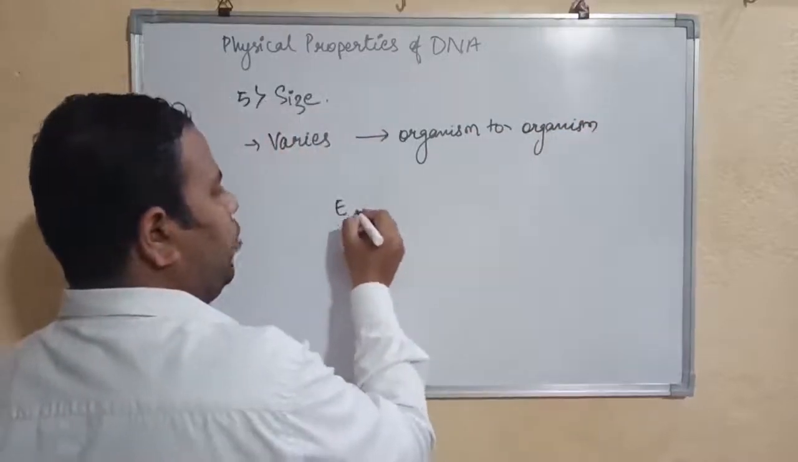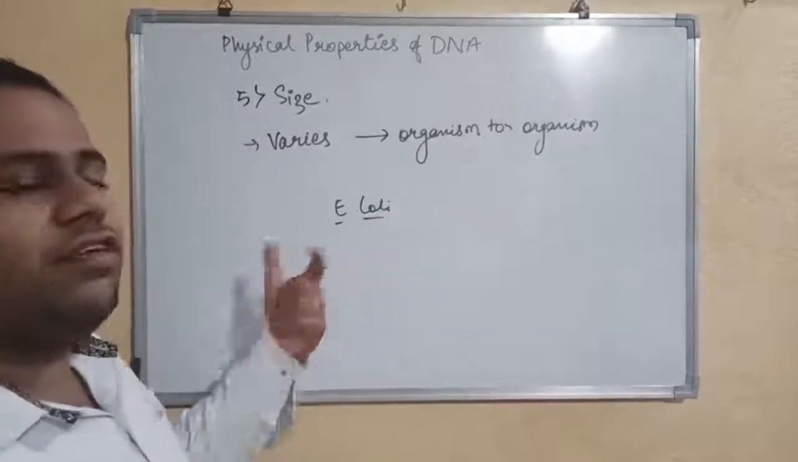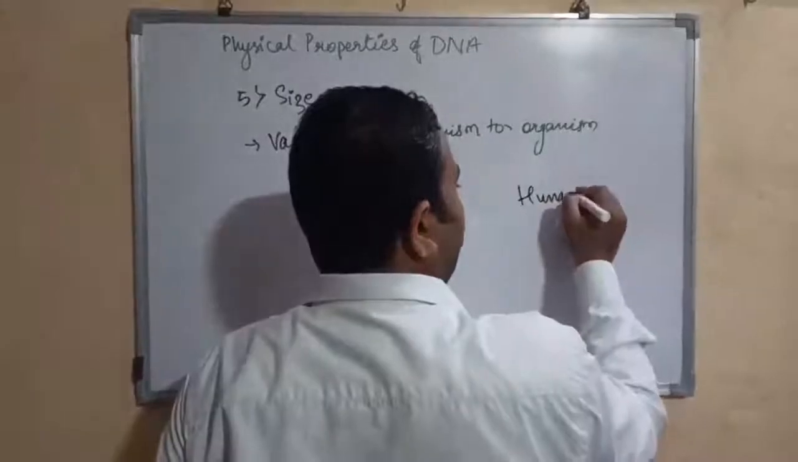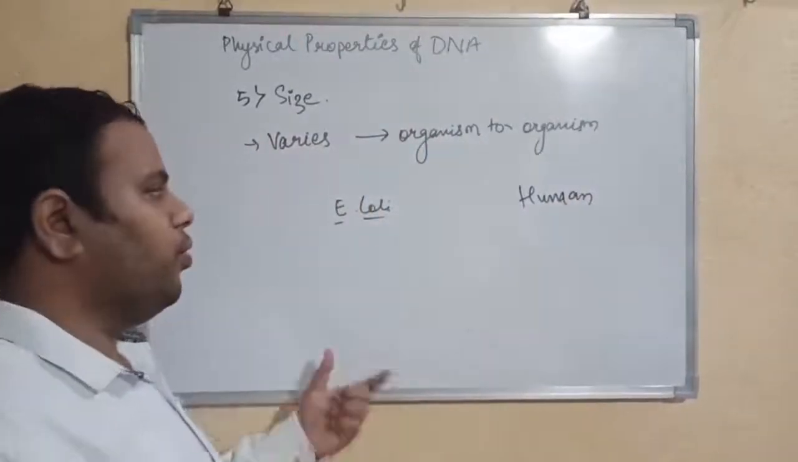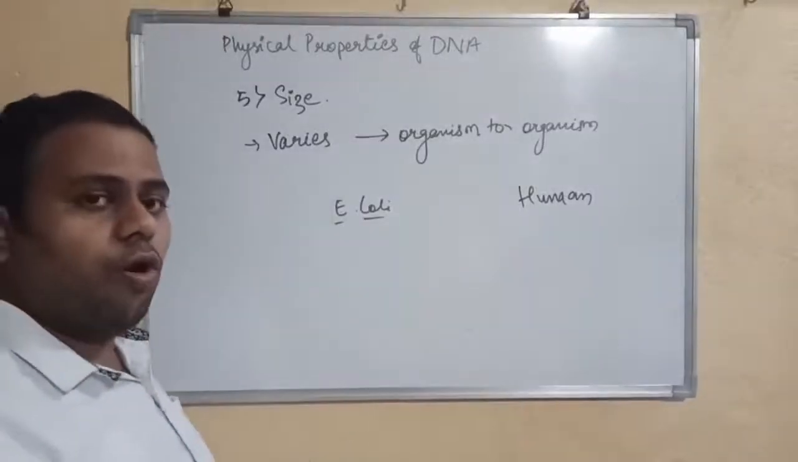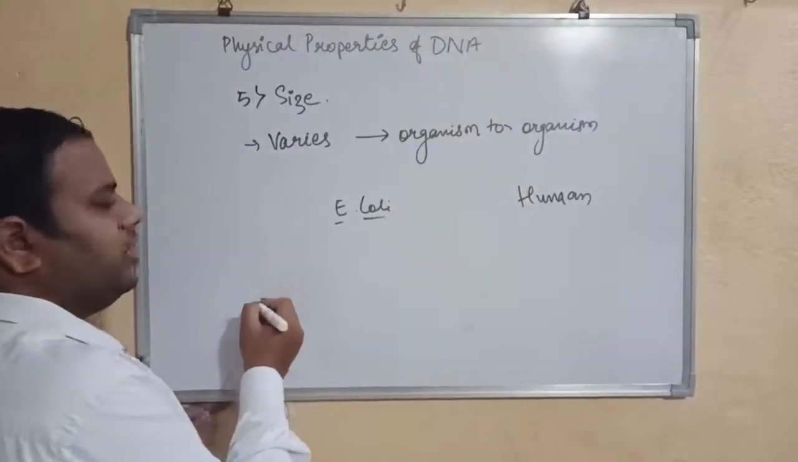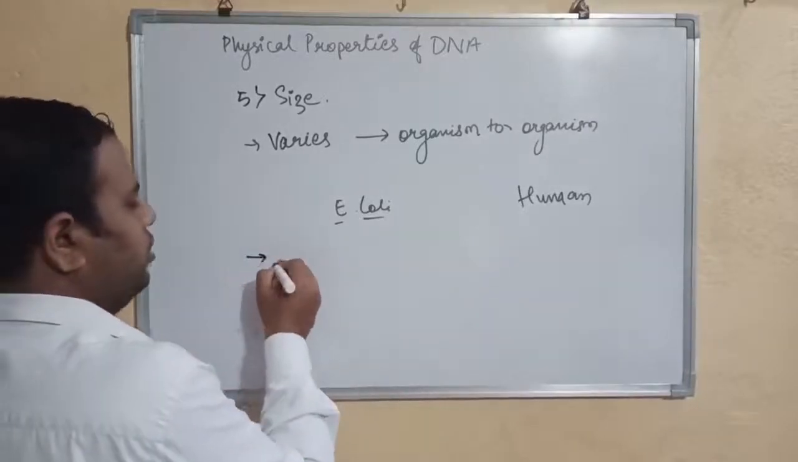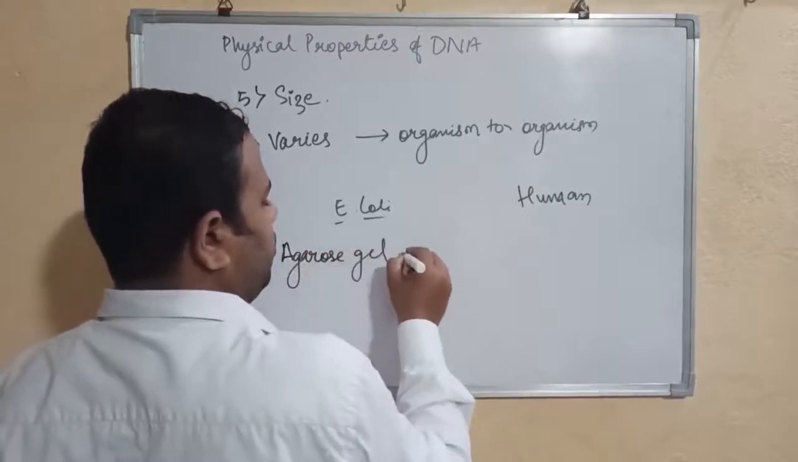For example, in E. coli, the amount of DNA will be very small, or the size of the DNA molecule or genome will be small as compared to human, because human being is a eukaryotic complex organism, whereas E. coli is a prokaryotic small bacteria. So the size of the DNA depends on the genome or the complexity of the organism. Now this DNA can range to millions of base pairs, and it can be easily separated using agarose gel electrophoresis.